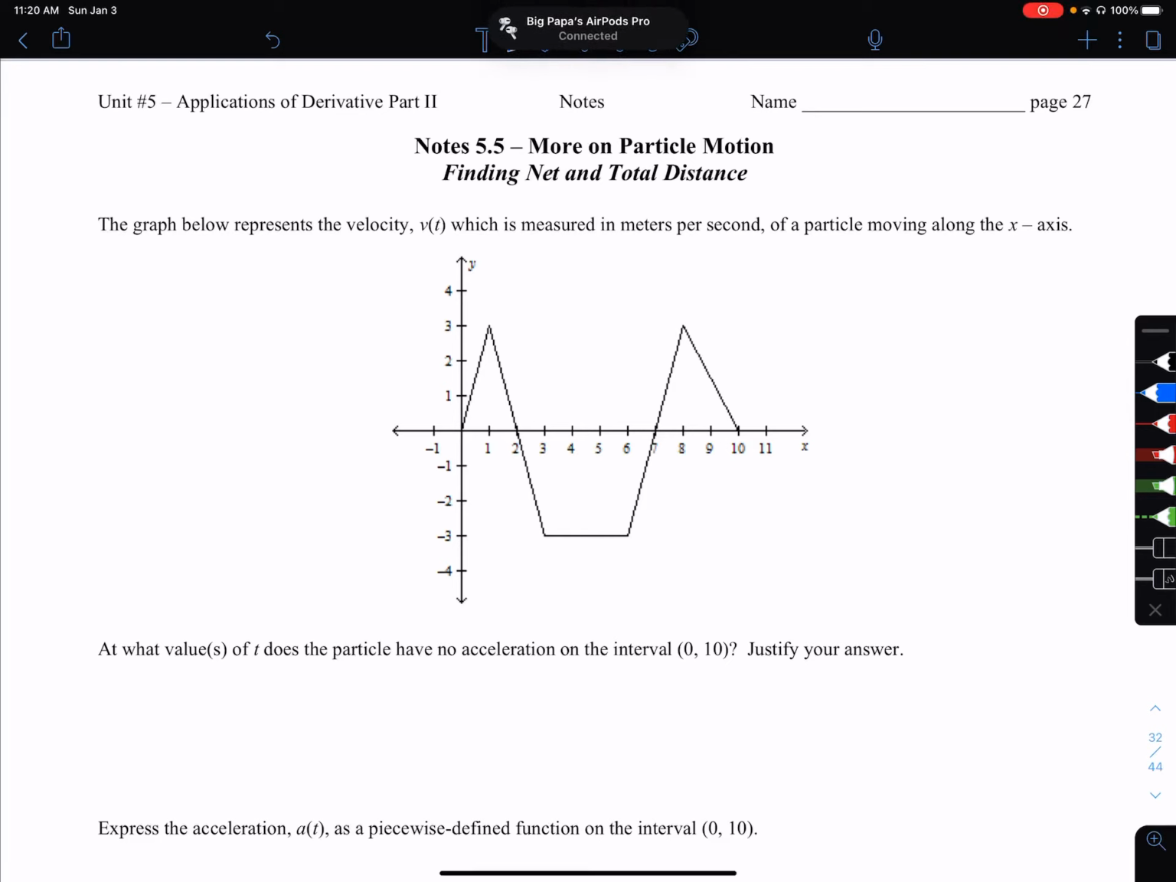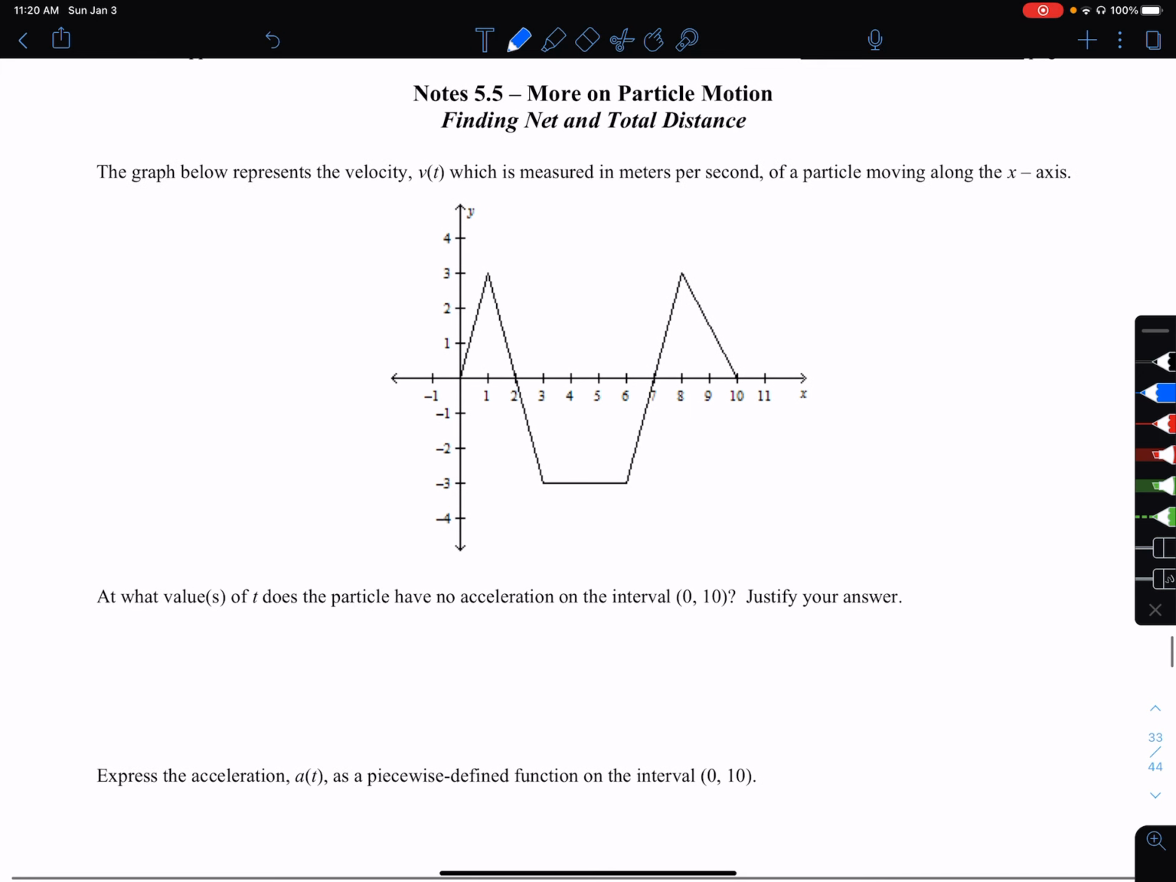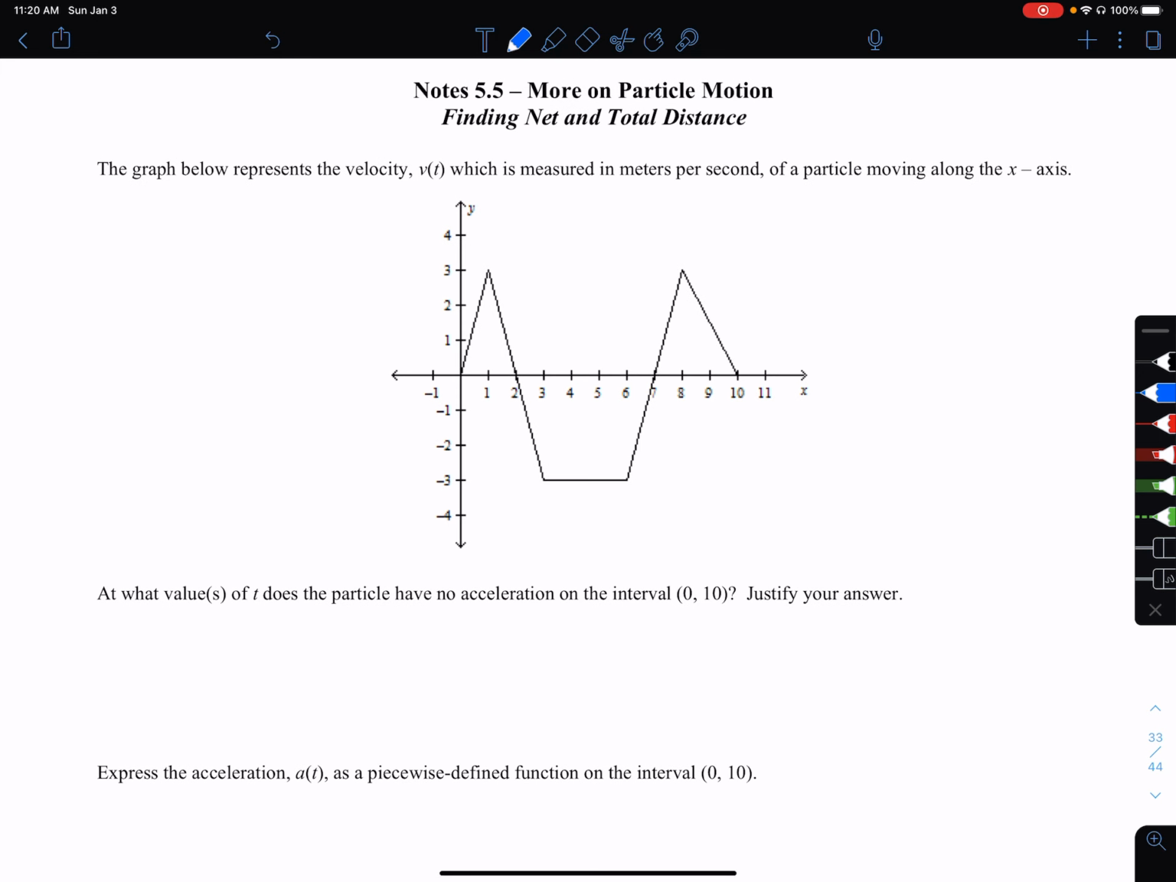This is AP Calculus AB. We're on Notes 5.5, talking about particle motion again, finding net and total distance. The graph below represents the velocity v of t, which is measured in meters per second, of a particle moving along the x-axis.